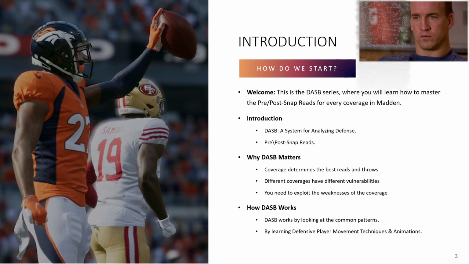Now, what is the D.A.S.B system? It is used to help you analyze defenses. A lot of times, being able to tell what the coverage is going to help you determine what's the best read. Maybe you need to change your read progression. Maybe you need to do some hot routes to take advantage, because each coverage is going to have different weaknesses and different vulnerabilities. It's going to instruct you play by play how to go about attacking them, how to exploit the weakness. And how it works is once you start using it enough, it's going to come down to pattern recognition.